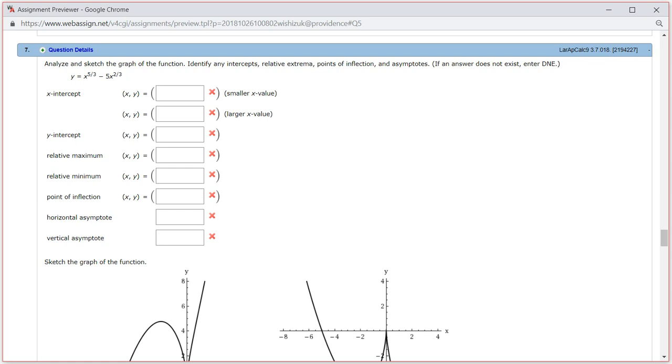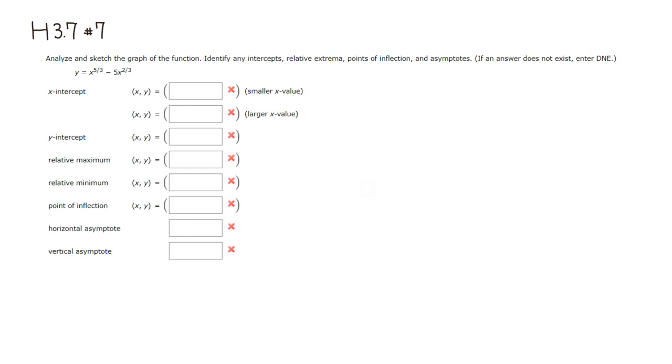All right, let's look at homework 3.7, problem number 7. Let's find the x-intercept and y-intercept first. To find an x-intercept, we set this function, x to the 5/3 minus 5x to the 2/3, equal to 0.